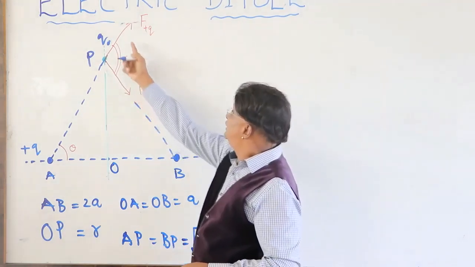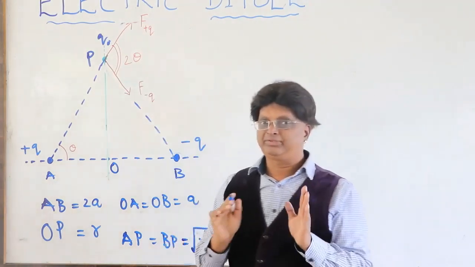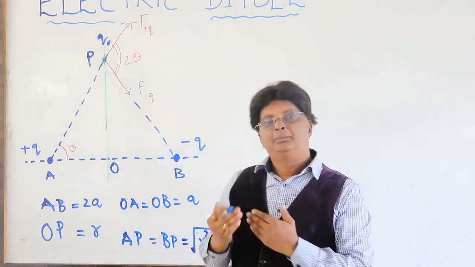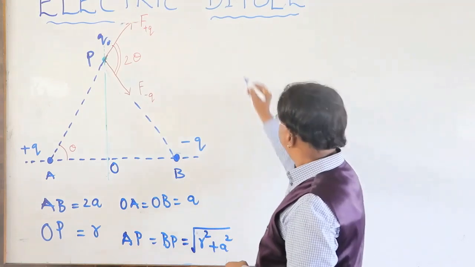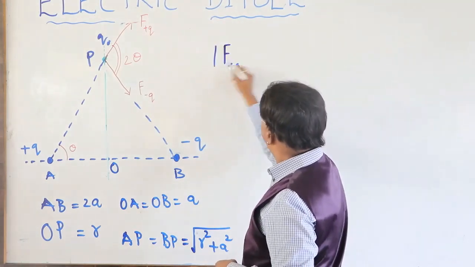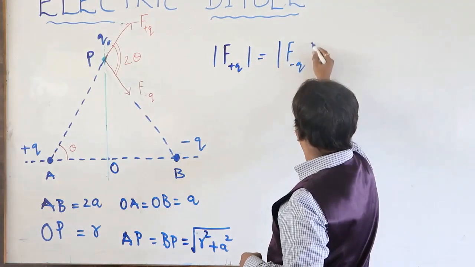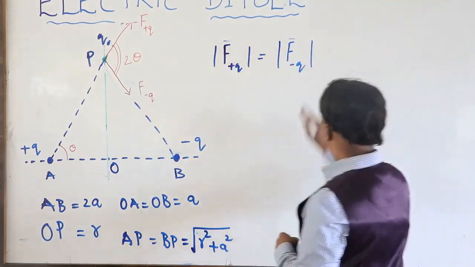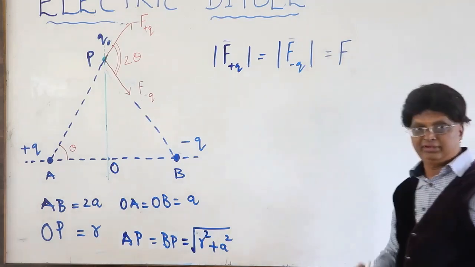Hence these two forces have the same magnitude. They are acting in different directions, but both have the same magnitude. That is what I am writing. So the force due to plus q, this magnitude, is equal to the force due to minus q, right? If I am representing them as vectors, the magnitudes are the same, and I consider that as F.